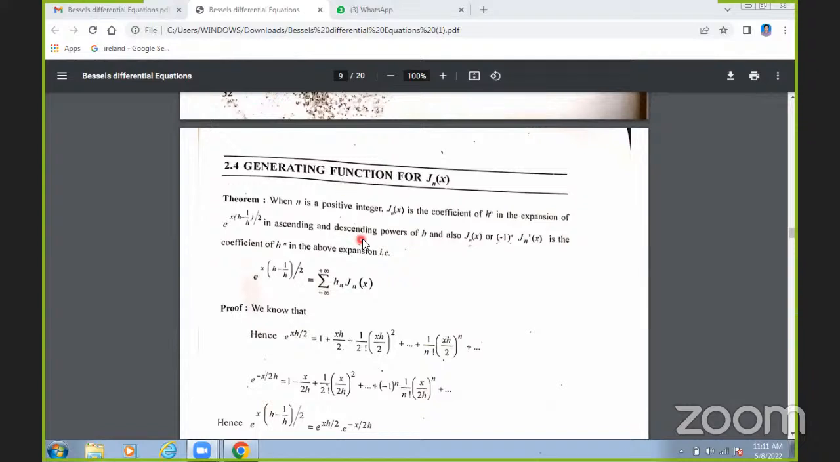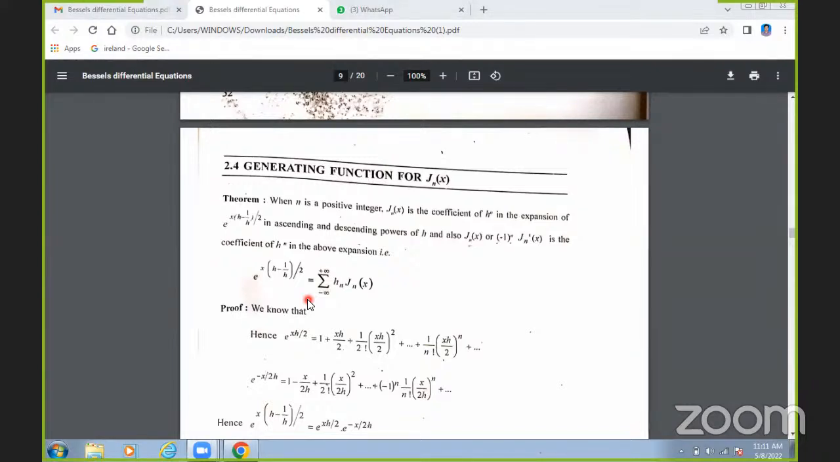So this is a theorem which we have to prove: e to the power of x, here it has been written (h minus 1 by h), by 2. In some books the notation is different, so don't get confused. That's all.